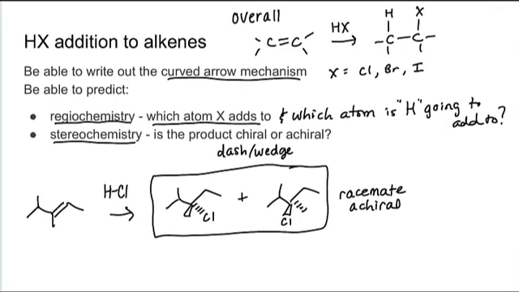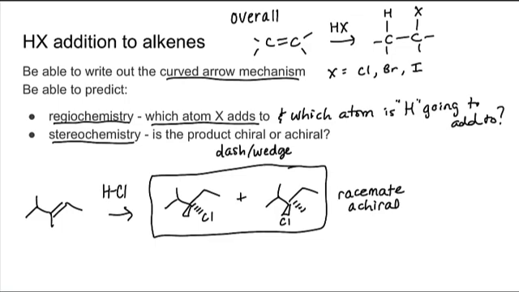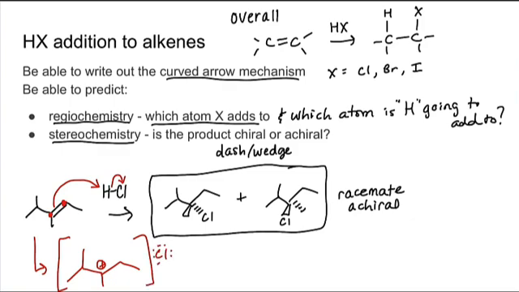So to understand why those products formed, we would have to be able to draw out a curved arrow mechanism. So the first thing that's going to happen in this mechanism is the double bond is the nucleophile. It's going to attack the proton of HCl, kicking out chloride. And the intermediate is going to place a positive charge. Carbocation forms on the more substituted of the two carbons in the carbon-carbon double bond. That is our intermediate.